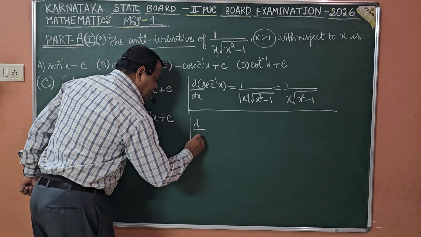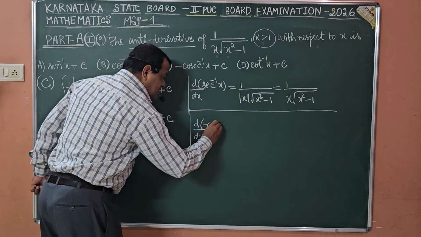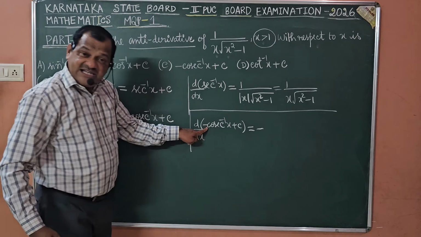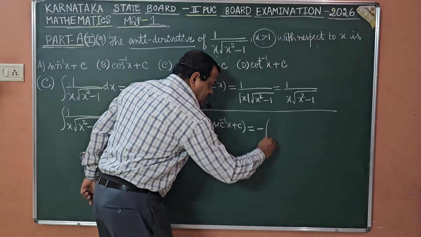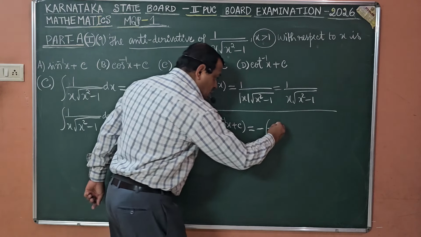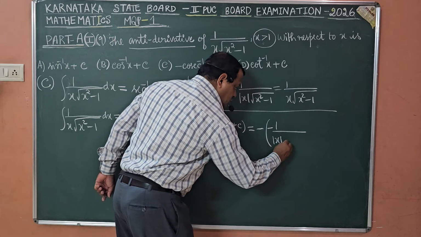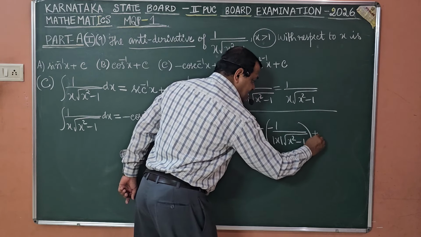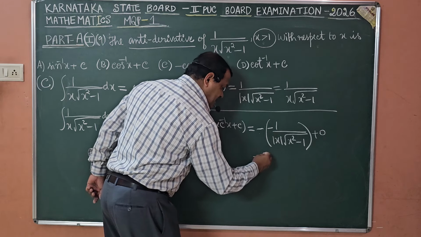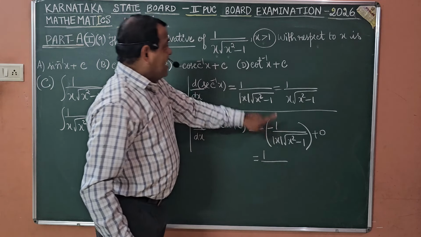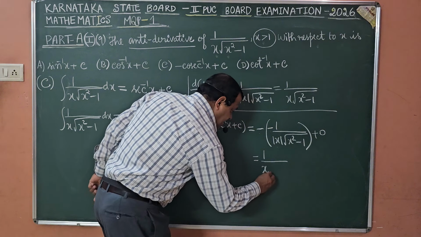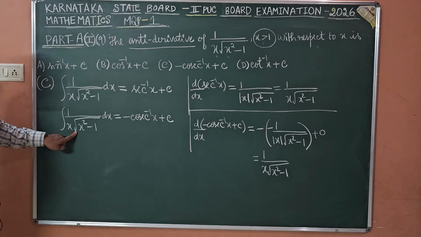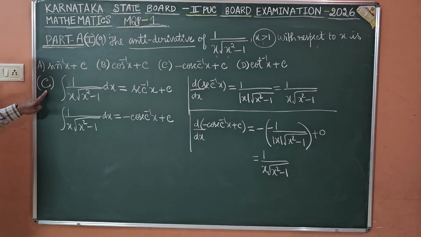Why do I say this? Let us differentiate minus cosecant inverse x plus c. Minus as it is. Differentiation of cosecant inverse x is another minus, 1 by mod x into root of x square minus 1, plus differentiation of c, 0. Therefore, minus into minus gives plus 1 by mod x, which is x because x greater than 1, into root of x square minus 1. See, we get back the question. Therefore, option C is correct.